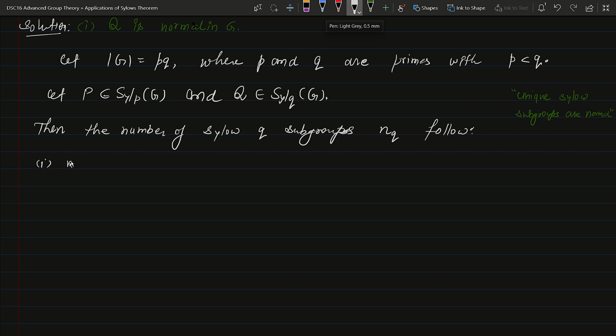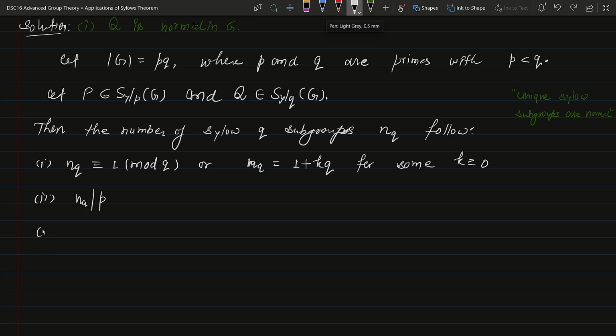the first condition: n_q has to be congruent to 1 mod q, or we can write n_q is always equal to 1 plus kq for some k that is non-negative. Then the second condition is that n_q always divides the remaining factor in the order of G. That means n_q will divide p. And the third condition: this implies 1 plus kq divides p, where again k is a non-negative number.